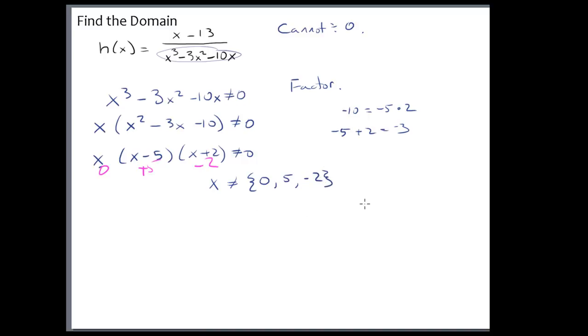Our domain excludes all those, so I might write this as negative infinity to negative 2 unioned with negative 2 to 0 unioned with 0 to 5 unioned with 5 to infinity. So I've got 1, 2, 3 excluded values, and 1, 2, 3 holes in the domain.